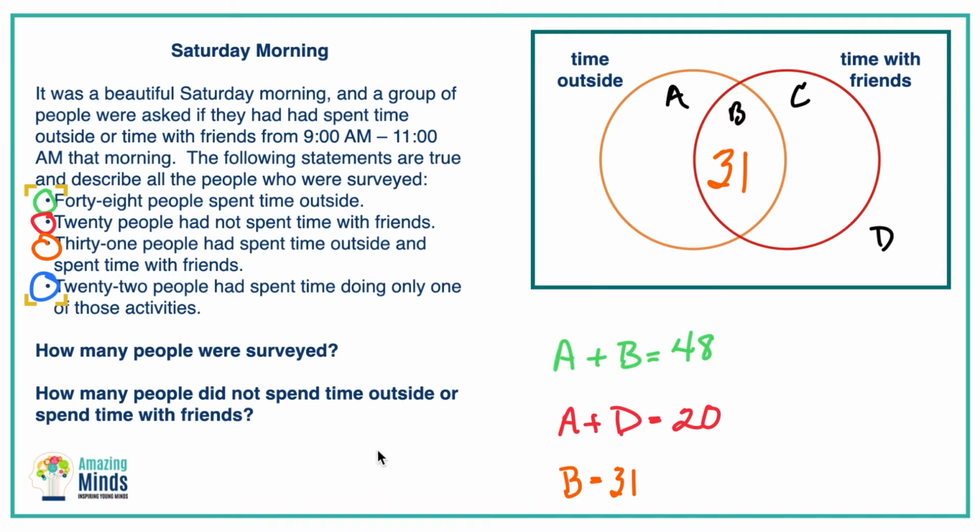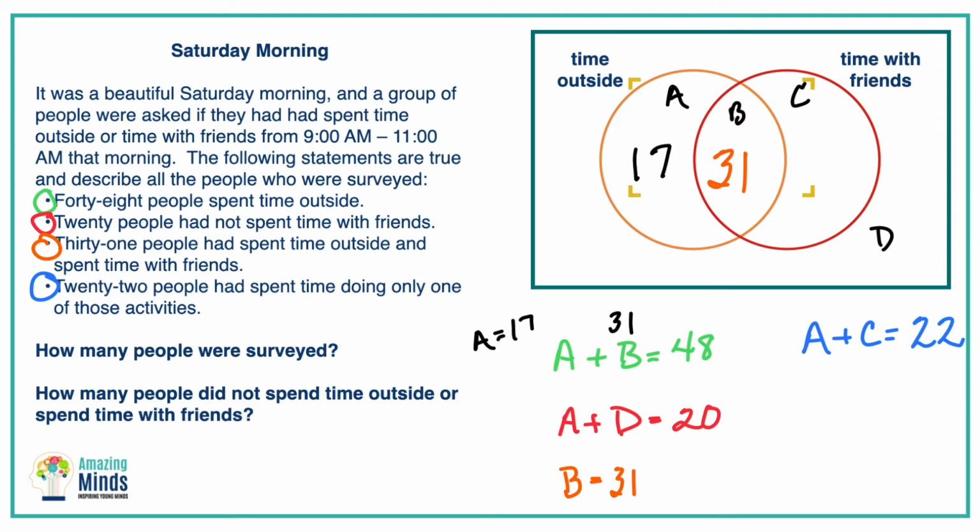22 people had spent time doing only one of those activities. That's a little more challenging and may require for some students a little more time, but the sections that are in one and only one circle are A and C. So A plus C is 22. Now, if students have not gone back and put in B, at this point, just stop and let them figure it out. But someone will, and they'll say, okay, now I know that B is 31. So now I can determine the value of A. So I know that A equals 17.